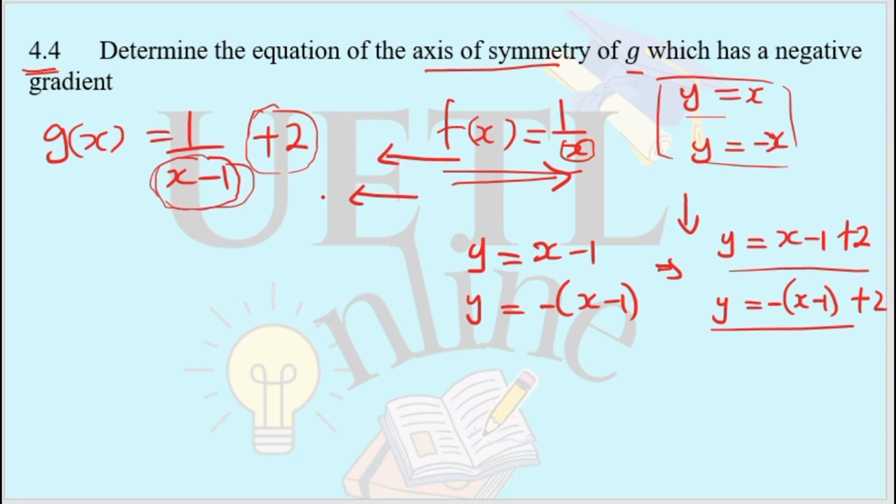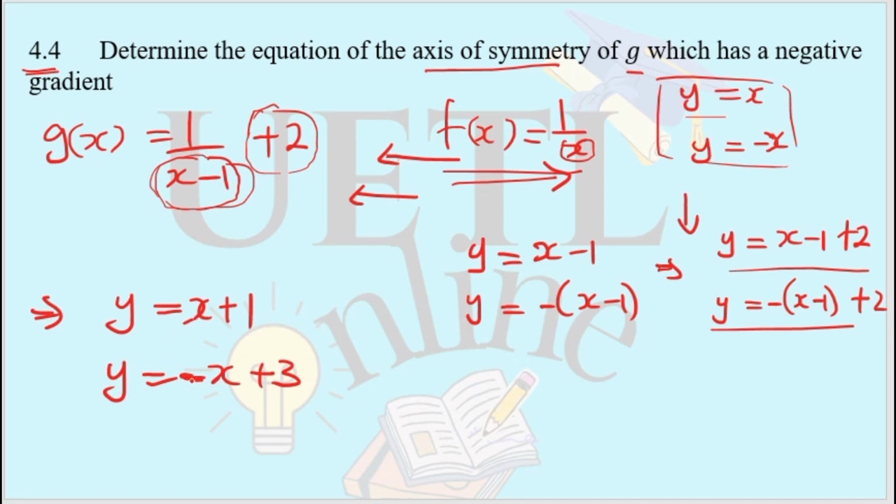Let's simplify these equations. If we simplify, we get y equals x plus 1, right? Then the bottom one is y equals minus x plus 1 plus 2, which becomes y equals minus x plus 3.